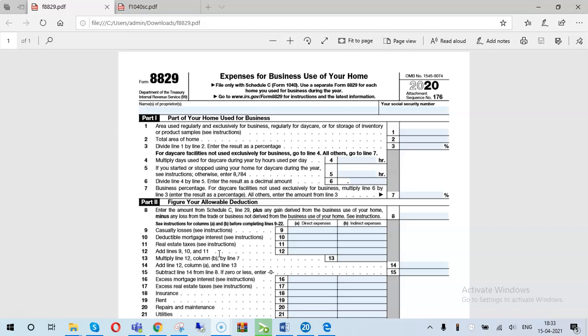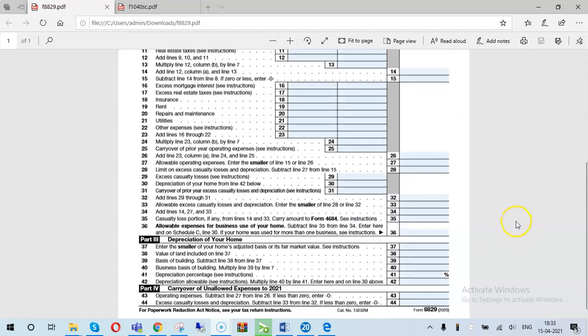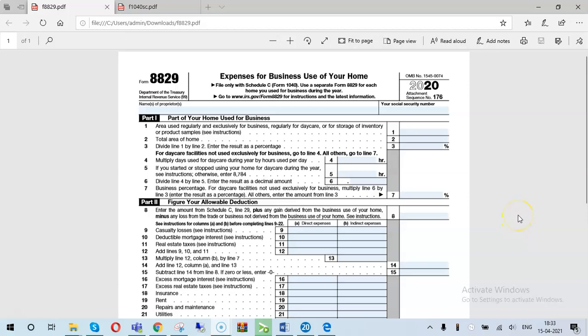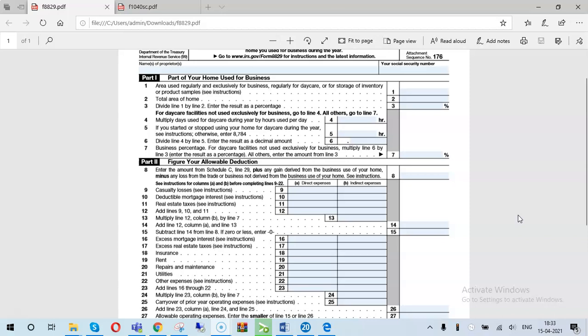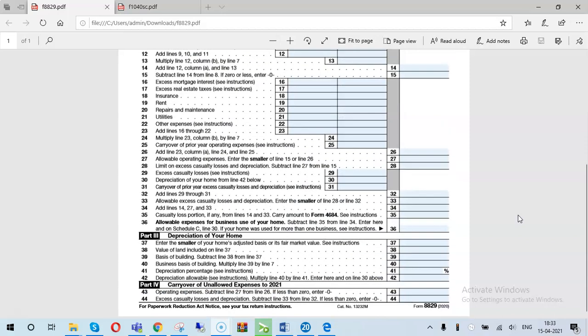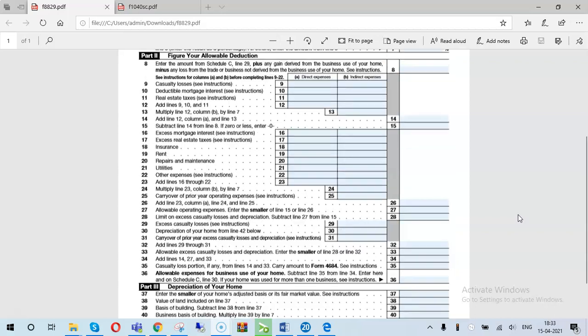So as you can see, this is a form for expenses for business use of your home, and this is a single page form and it has 4 parts. Part 1, part of your home used for business. Part 2, figure your allowable deduction. Part 3, depreciation of your home, and part 4, carryover of unallowed expenses to 2021.